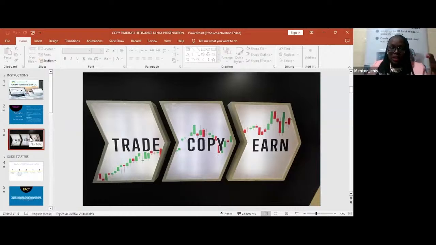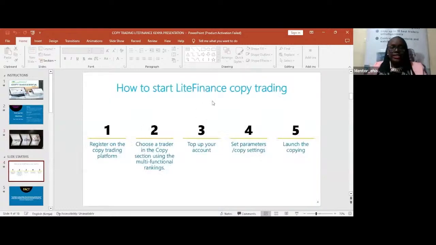But here, I want to explain. In copy trading, you can copy, or you can allow your account to be copied by others. So there are two in one. You can either copy someone or allow people to copy your account. When you allow people to copy, you become the master account. But when you copy, you are still the investor who's copying a trader's signals. The next slide is how to start Light Finance copy trading.